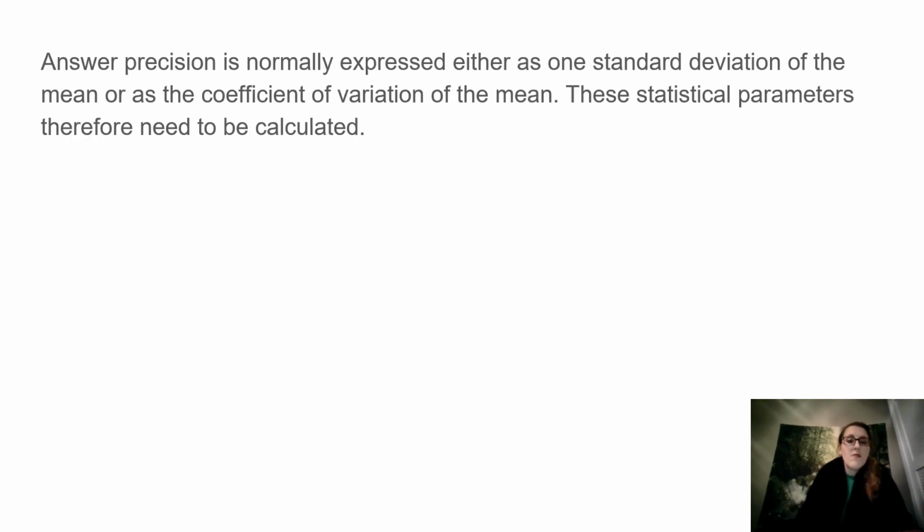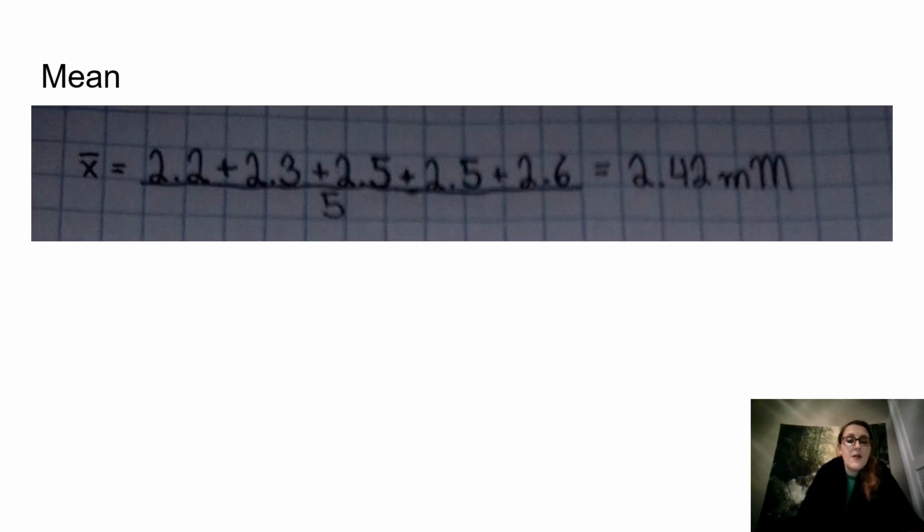Precision is normally expressed either as one standard deviation of the mean or as the coefficient of variation of the mean. These statistical parameters therefore need to be calculated. To calculate our mean, we add together 2.2 plus 2.3 plus 2.5 plus 2.5 plus 2.6 and divide it by 5, which gives us 2.42 millimolar.